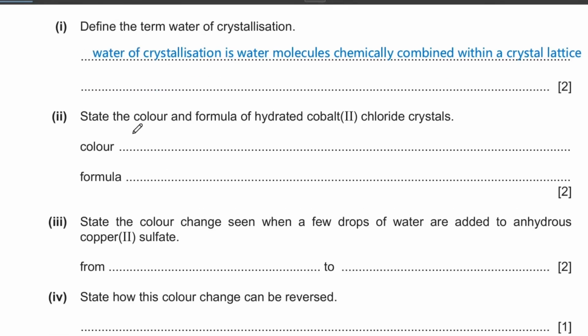Next, state the color and formula of hydrated cobalt 2 chloride crystals. So the color of hydrated cobalt 2 chloride crystals is pink. And then this is the formula. This is the water of crystallization we're talking about. So don't forget the color is pink and this is the formula. We use cobalt 2 chloride to test for water. It changes color from blue to pink to indicate that water is present. I said take note of that.